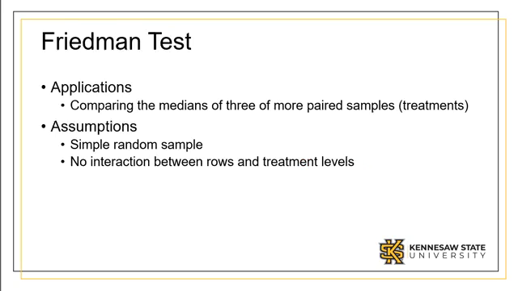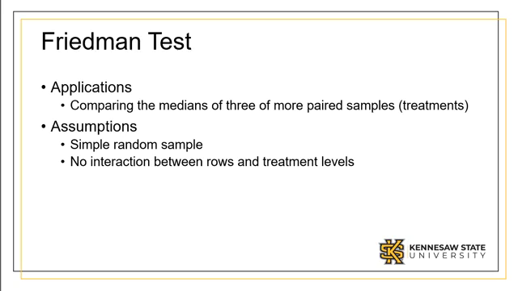The Friedman test is a non-parametric test that uses ranks to compare the paired differences of the medians of 3 or more groups. Its parametric equivalent is the repeated measures ANOVA. The assumptions for this test are a simple random sample. Also, there should be no interaction between the rows or treatment levels.